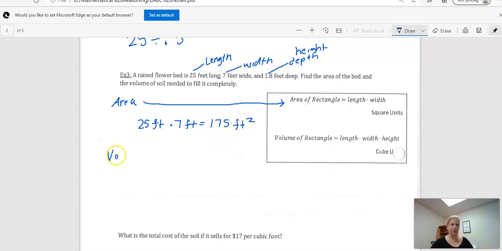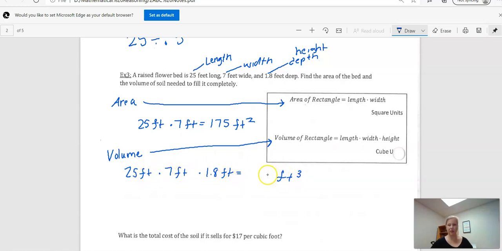Okay, let's talk about the volume. To get volume, we want to do length times width times height. So 25 feet times 7 feet times the height, which is 1.8 feet. Okay, we've got feet times feet times feet. Now that's feet cubed, right? We've multiplied feet 3 times, so volume is feet cubed. And 25 times 7 times 1.8 turns out to be 315.